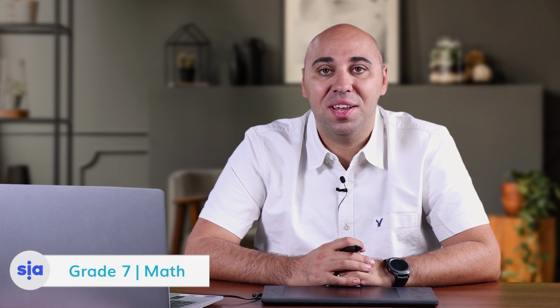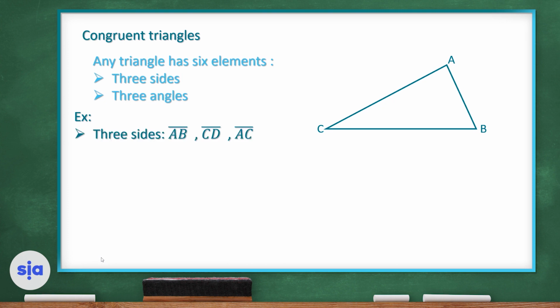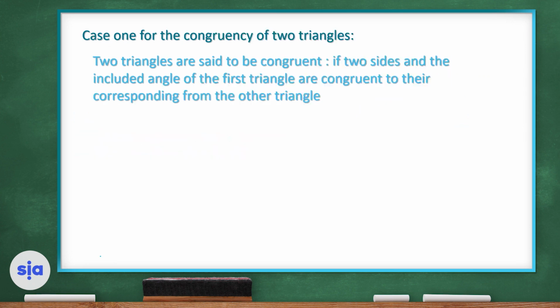In this session we'll be talking about congruent triangles. Any triangle has 6 elements. What are they? 3 sides and 3 angles. For example, if the 3 sides of one triangle are sides AB, CD and AC, and the 3 angles here are the 3 angles, angle A, angle B and angle C.